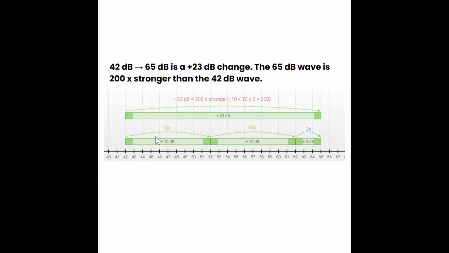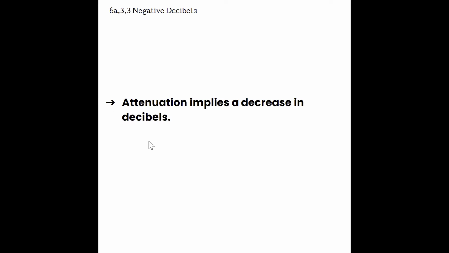To calculate this, we would take the 10 times multiplied by 10 times multiplied by 2 times. So 10 times 10 times 2 equals 200. By adding 23 decibels to the original wave, we have made it 200 times stronger. Let's take a look then at negative decibels.